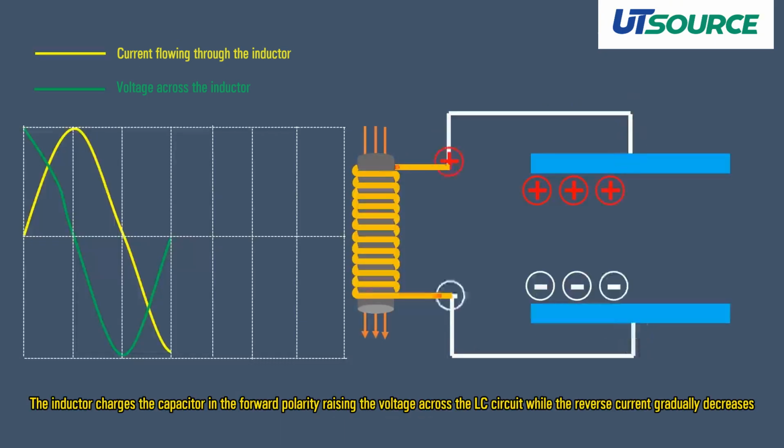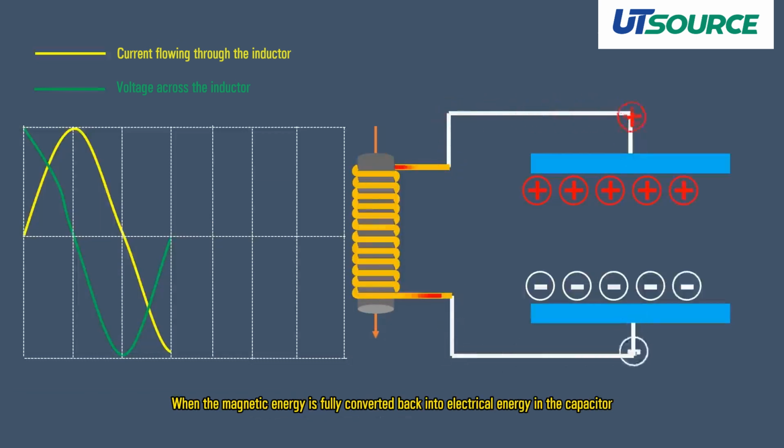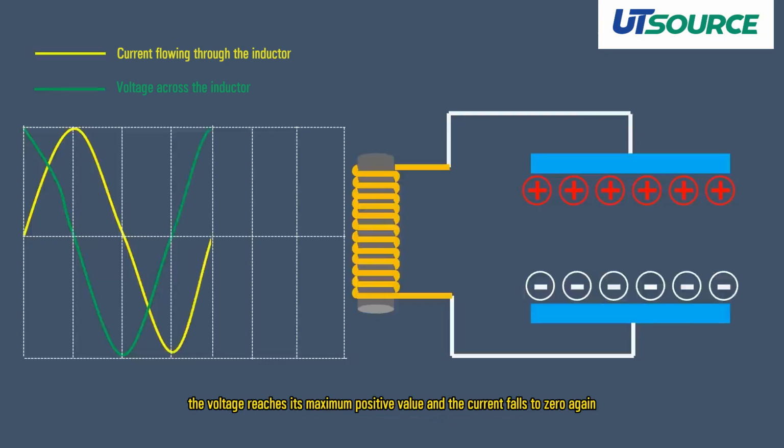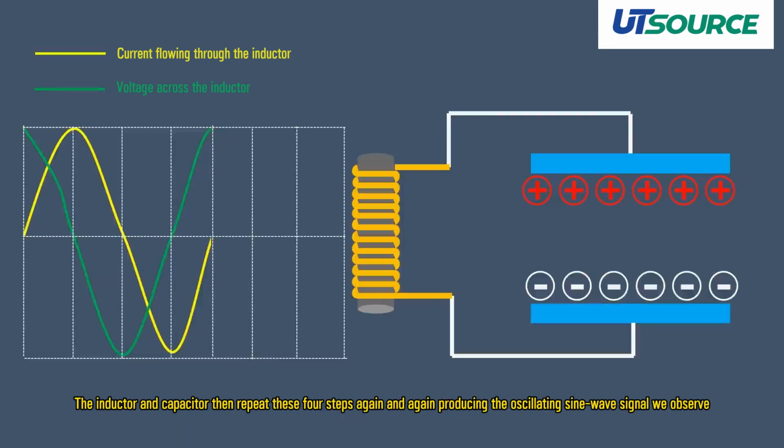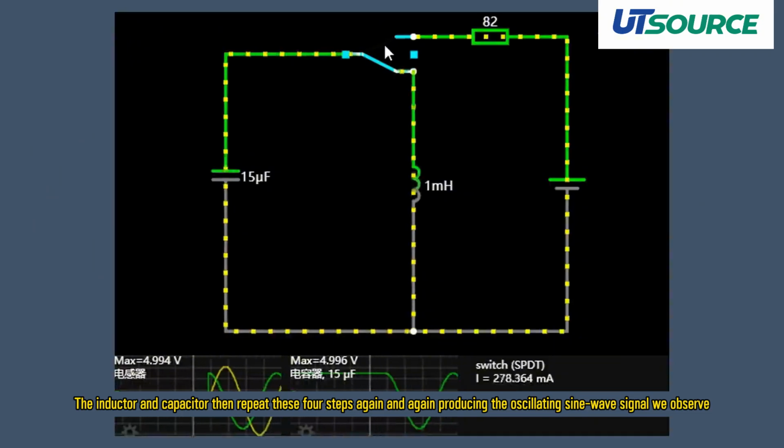The inductor charges the capacitor in the forward polarity, raising the voltage across the LC circuit while the reverse current gradually decreases. When the magnetic energy is fully converted back into electrical energy in the capacitor, the voltage reaches its maximum positive value and the current falls to 0 again. The inductor and capacitor then repeat these 4 steps again and again, producing the oscillating sine wave signal we observe.